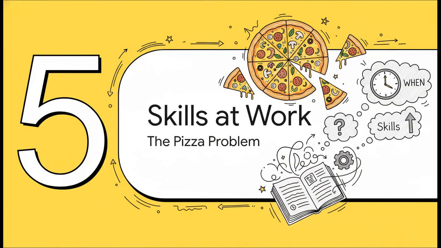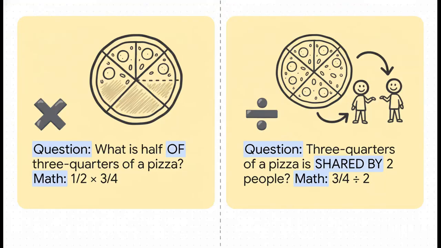So, knowing the how is great, but the real skill, the real superpower, is knowing when to use it. And it all comes down to just reading the story of the problem. Let's use the classic pizza example to make this crystal clear. Look at this side by side.